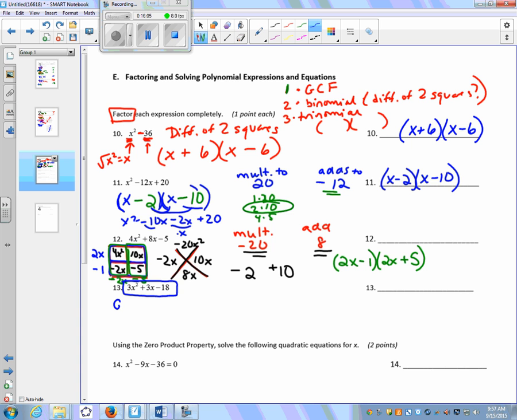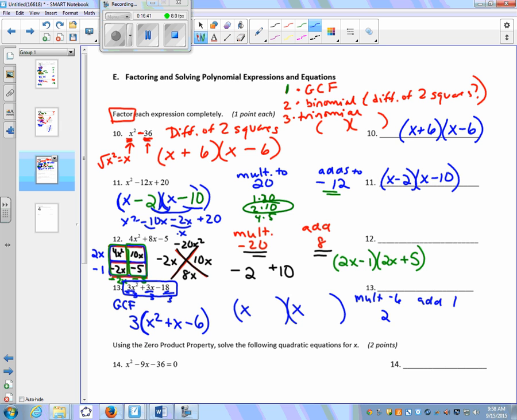The GCF, pull that out, is 3. So I can rewrite this as 3 times x squared plus x minus 6. It's like dividing each of these things by 3. So now that simplifies my life a little bit, because now I have a leading coefficient of 1. So I just have to factor x squared plus x minus 6. I'm going to make it x and x. And what multiplies to be a negative 6 and adds to be a positive 1.